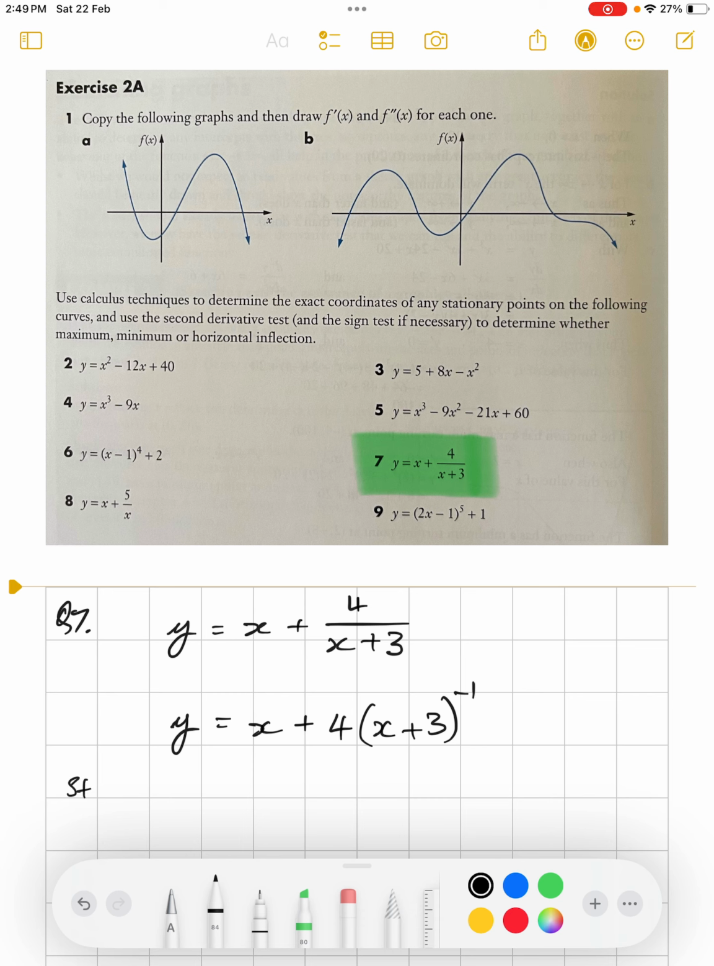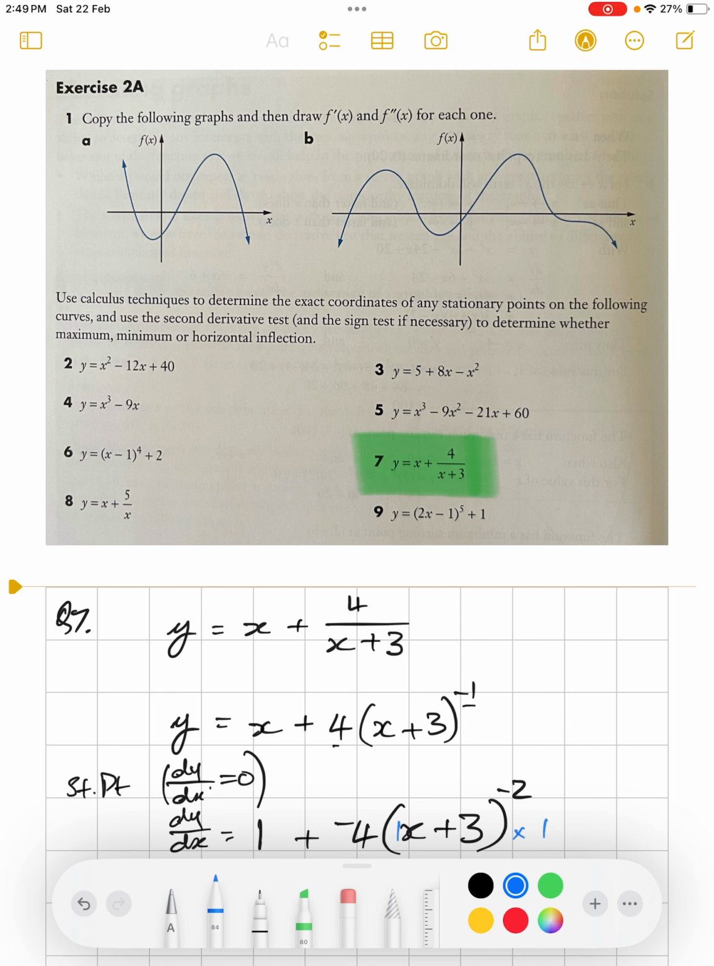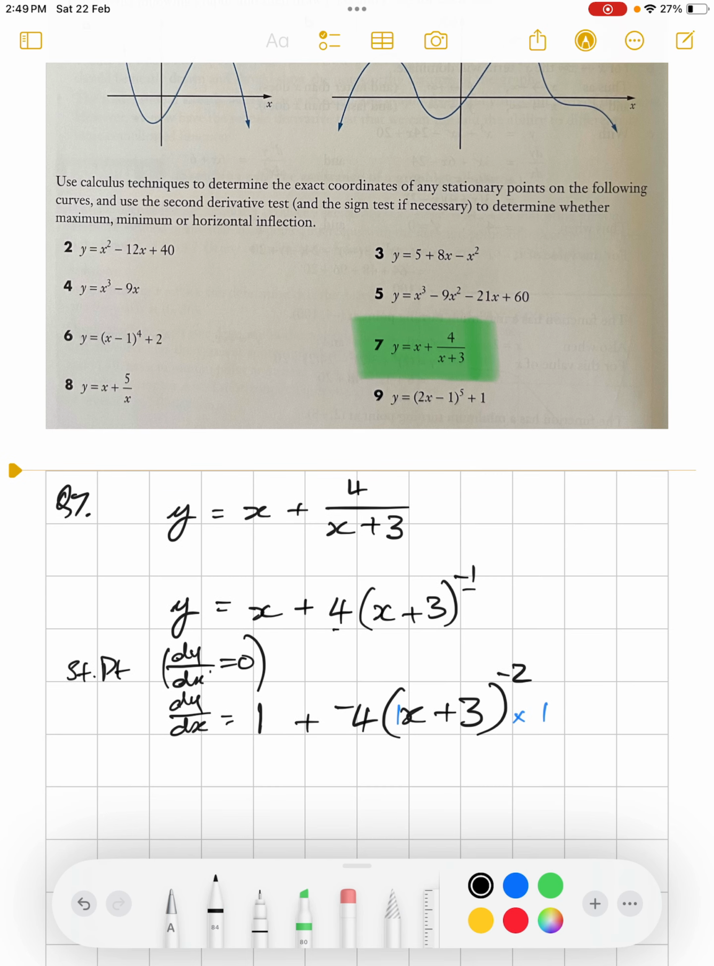And we find the stationary points by letting dy dx equal 0. So the derivative dy dx will be, the derivative of x is 1. And now the derivative of this is the bracket 4 times negative 1 is negative 4, x plus 3 to the negative 2. You drop that down by 1, multiplying it by the derivative of the bracket, which is simply 1. So we've got 0 equals 1 minus 4 over x plus 3 squared.